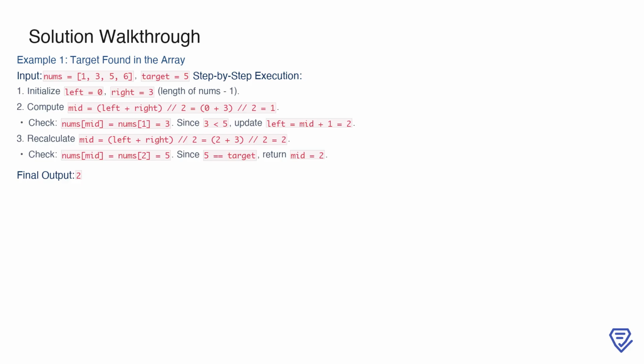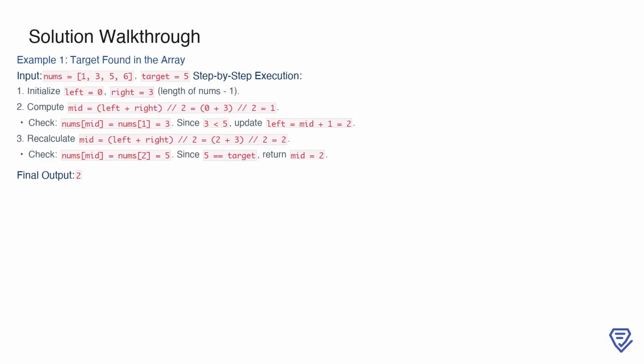The goal is to find the index where the target exists. We start by initializing two pointers, left at 0 and right at 3, which is the last index of the array. Next, we calculate the midpoint using the formula (left + right) // 2. Here, it evaluates to (0 + 3) // 2 = 1, so mid points to index 1. Checking the value at nums[1], we find it equals 3. Since 3 is less than the target 5, we adjust the search range by moving the left pointer to mid + 1, which now becomes 2.